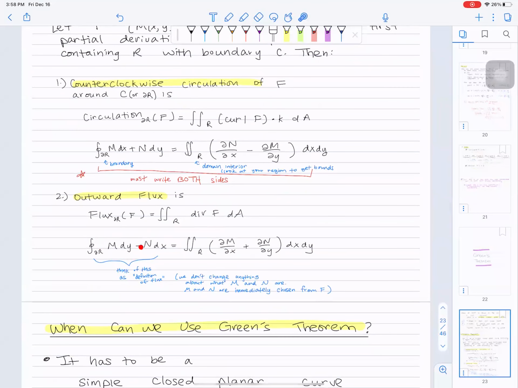Note that when you're trying to find flux though, don't change how you choose M and N. M and N always come directly from the function that they give you. So say F is like 3i plus 2j. No matter what formula you use, M and N is always going to be 3 and 2. You don't change your choice of M and N based on this formula.